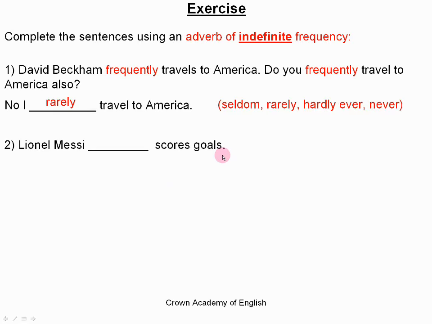Question 2. So I want you to choose an appropriate adverb of indefinite frequency. Well, the answer is, well, Lionel Messi frequently scores goals. Frequently. Okay, so since he is a very, very good footballer, then we choose either frequently, usually, or often.